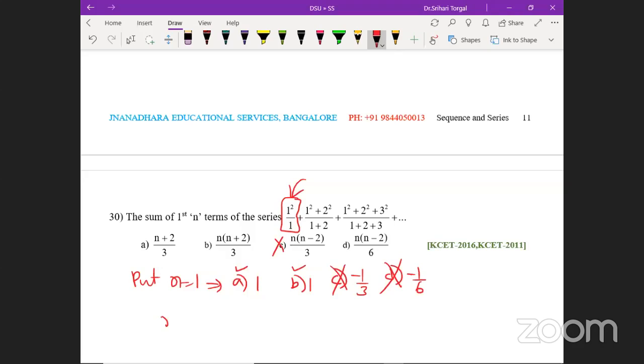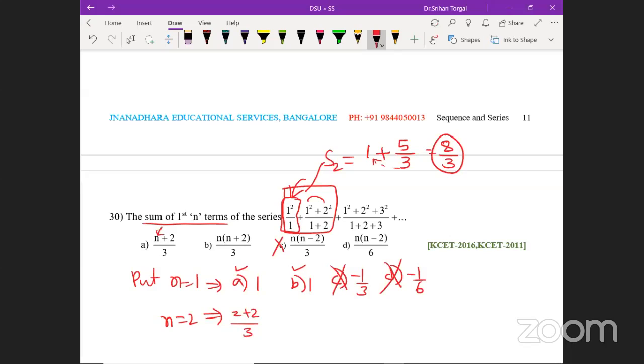For that, I need to put n is equal to 2. Remember, when you are taking n is equal to 2, this should be the sum of the first two terms. We have to take the sum of the two terms because it is S2, not a term. So S2 is 1 plus 5 by 3, that is 3 plus 5, 8 by 3. When we put 2 for n, you have to get 8 by 3. How to get that 8 by 3? Just substitute 2 here. 2 plus 2 divided by 3, 4 by 3, no. 2 into 2 plus 2 divided by 3, 8 by 3. We got it only in option B.